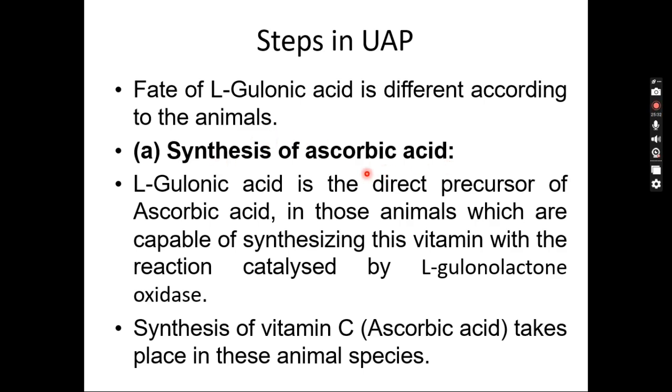So in the synthesis of ascorbic acid, which is vitamin C, the L-gulonic acid is the direct precursor of ascorbic acid, okay. This is where ascorbic acid comes from, directly from this L-gulonic acid, okay. So in those animals which are capable of synthesizing this vitamin, they are supposed to have this enzyme, the L-gulonolactone oxidase, okay.